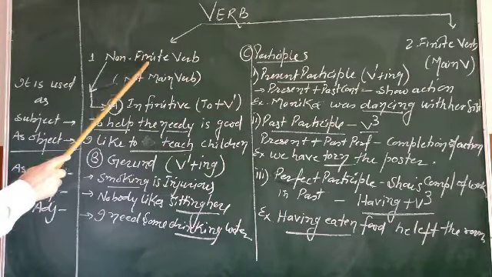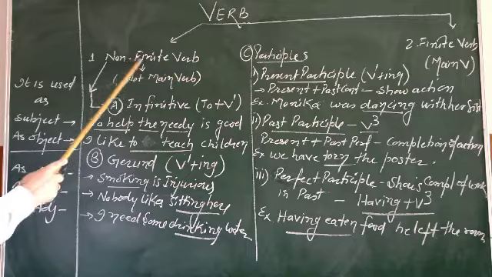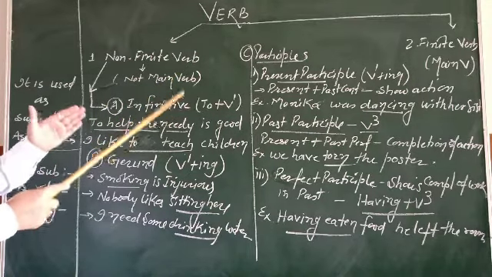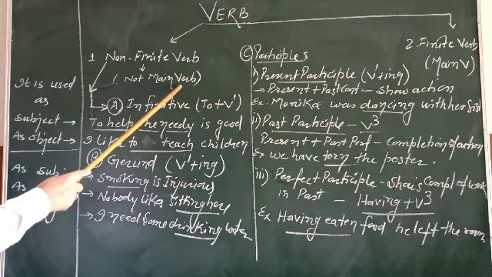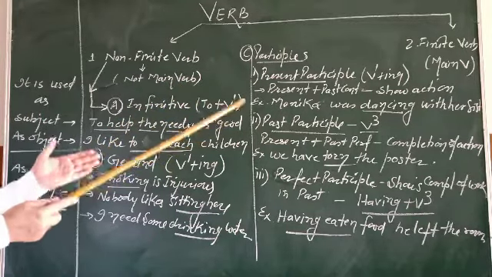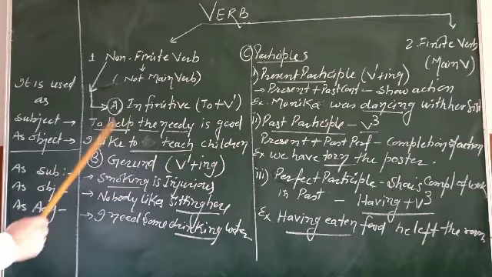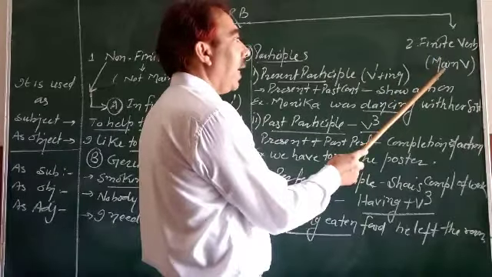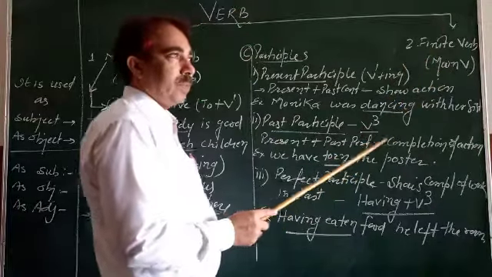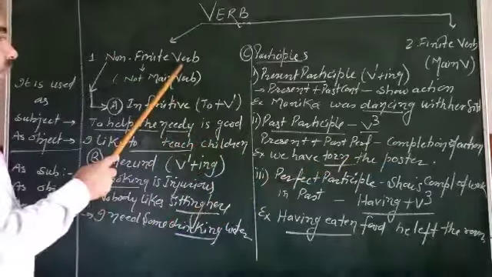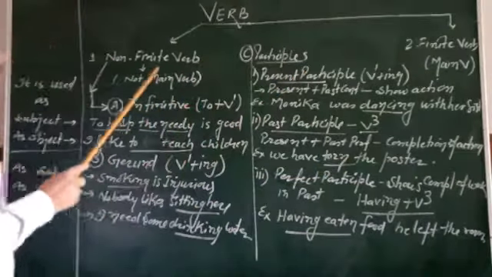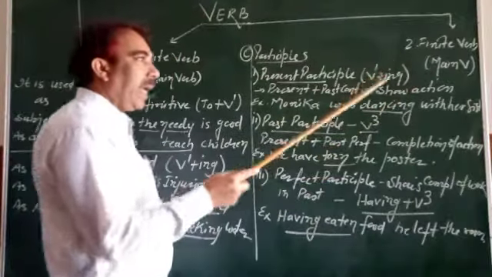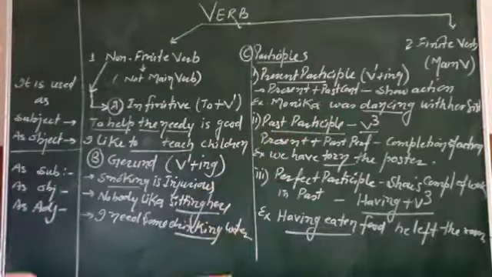First, non-finite verb. Non-finite verbs do not work or act as main verb. They do not behave as main verb. So they are non-finite verbs. Second is finite verbs. Finite verbs act as main verb. This is the basic difference between non-finite verb and finite verb. These are not main verbs, these are main verbs.